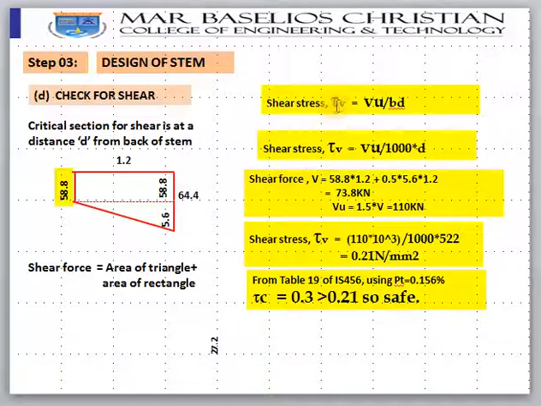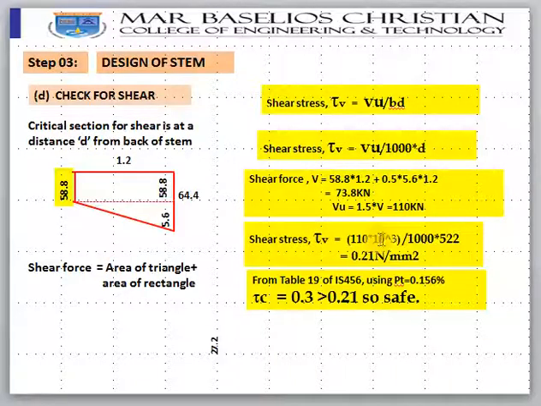So shear stress, tau V, is equal to VU by BD. Tau V is VU into B; we are taking 1000, so 1000 into D. How do you find V? V is the area of the rectangle plus the area of the triangle: 58 into 1.2 plus half into 0.5 into 5.6 into 1.2. Totally you will get 73.8, and the factored shear force is 1.5 times that. Multiplying with 1.5, you will get 110 kilonewton.